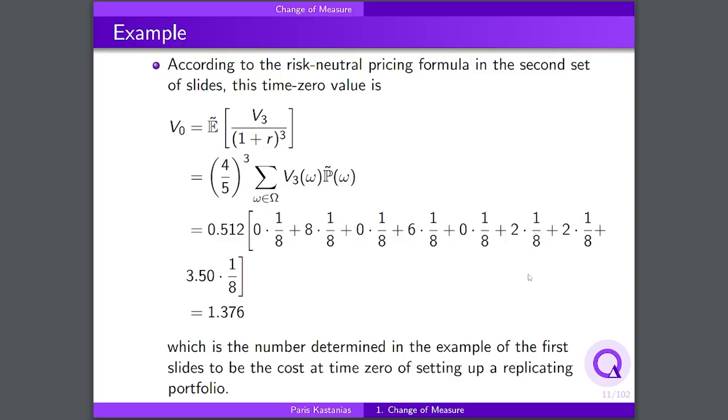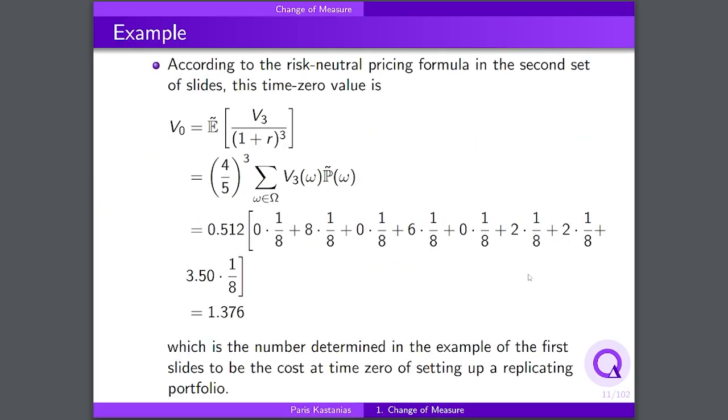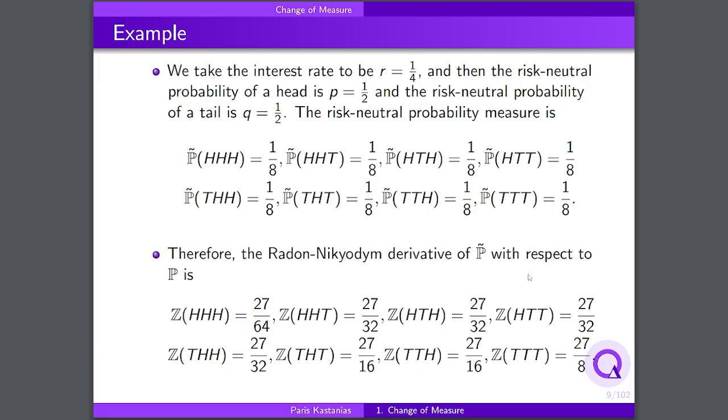Well, in this case it's 3. It's going to be equal to the 1 plus R, which is 4/5. And then we cube that, and then it's equal to the expectation, which is going to be the sum of the values of V. So like 0, 8, 0, 6. So these are just what the values of the V are. So V of HHH is 0. So we put a 0 there, and then the risk neutral probability is going to be 1/8 for all of them.